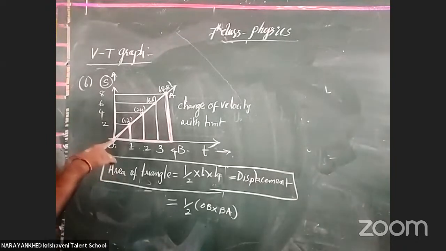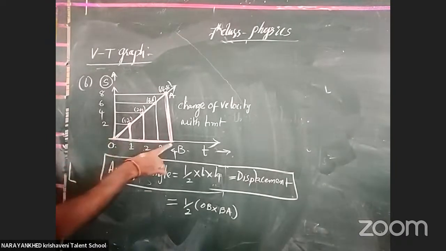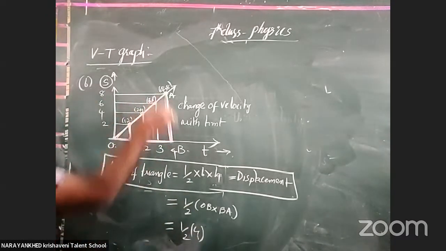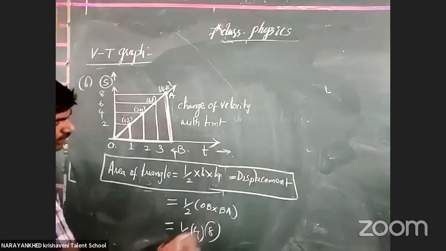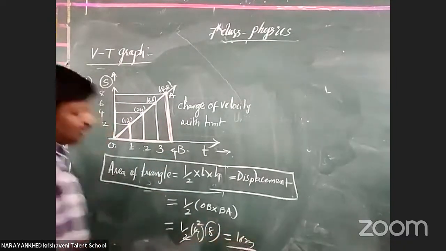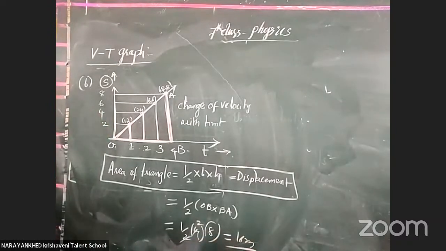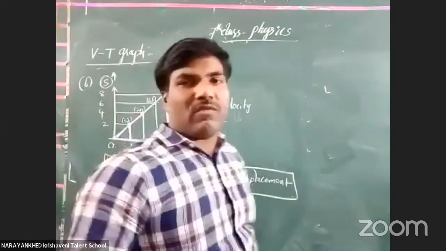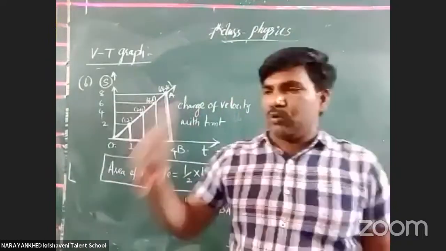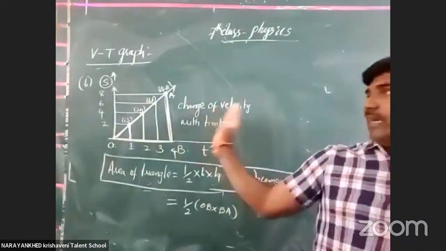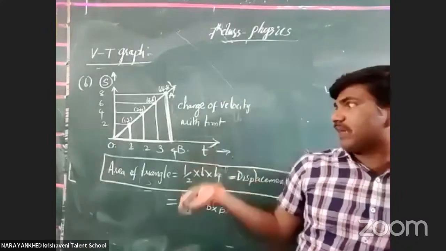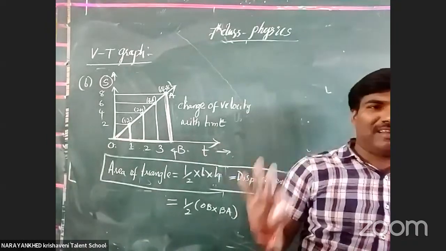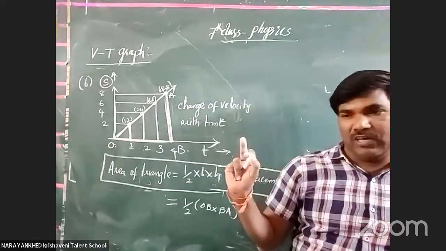Suppose in this particular condition, what is the displacement? It is half into 4 into 8, which becomes 16 meters of displacement made by this body. In this way we consider from the graph. When a velocity-time graph is given, two pieces of information are obtained for a change of velocity with time: one is acceleration, another is displacement.